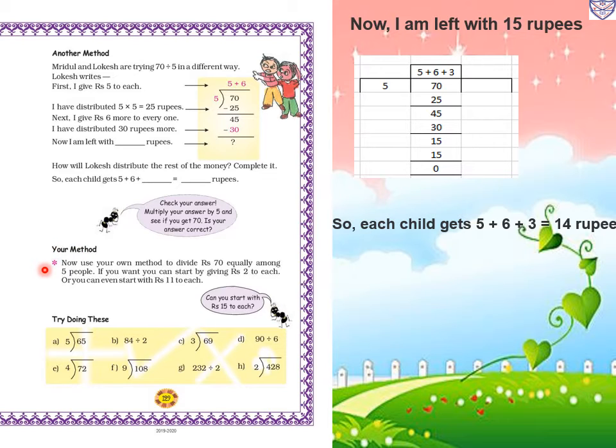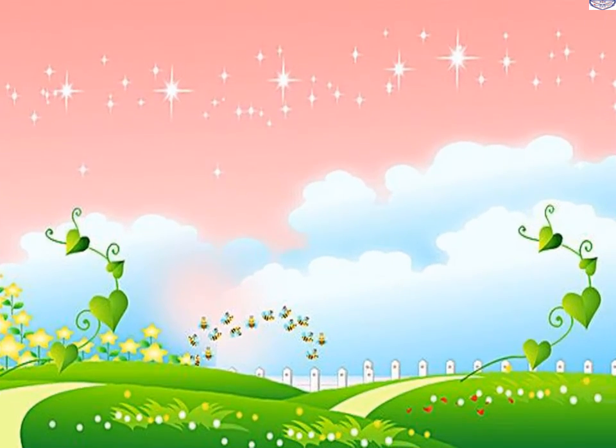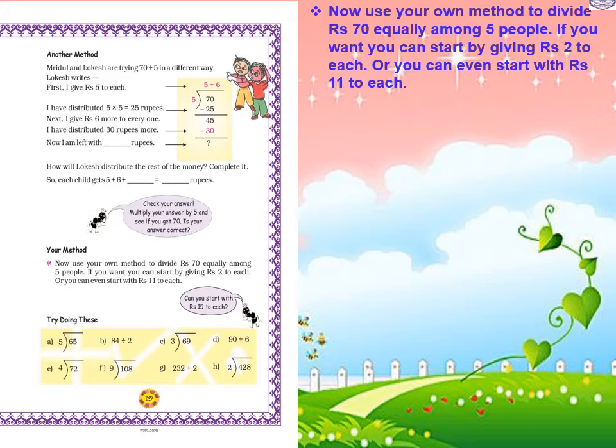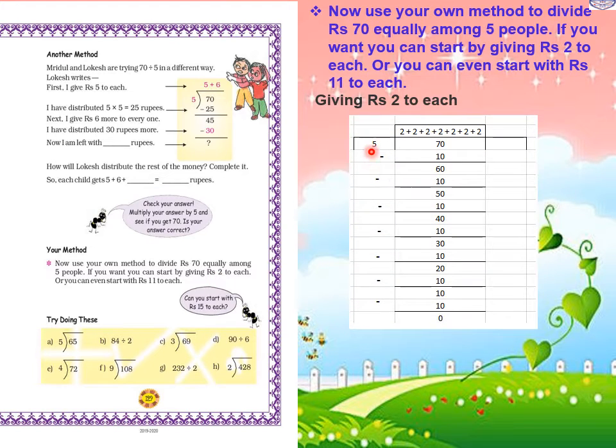Now your method. Now use your own method to divide rupees 70 equally among 5 people. If you want, you can start by giving rupees 2 to each, or you can even start with rupees 11 to each. Now we have to use our own method. So first we will do it with rupees 2. We start by giving rupees 2 to each. 5 twos are 10. So 70 minus 10. How many rupees have we given? 10. So 70 minus 10, that is 60.